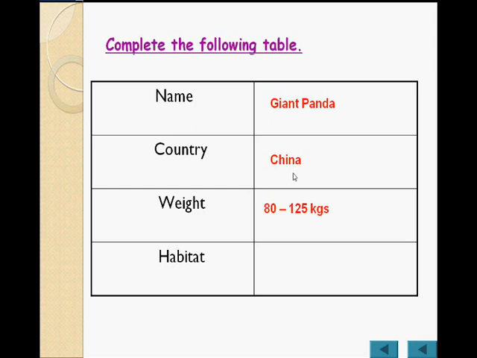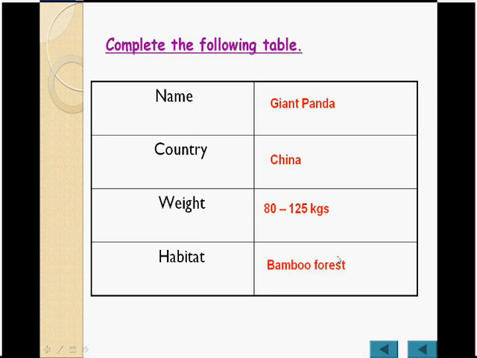So we are summing up the whole passage. Weight is from 80 to 120 kilograms. And again, this is mentioned in the first paragraph of the description. Habitat, which is of course bamboo forest, as we said before. So again, the name is giant panda, country, China, weight 80 to 125 kilograms, and habitat is the bamboo forest. If you just look at the table, you will understand most of the information which is given to us in the passage.